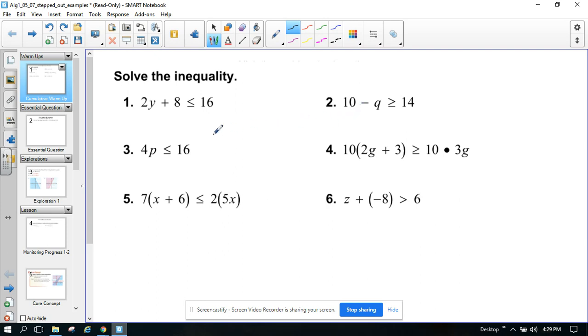So let's do a problem where we had, if this was a negative, for instance, then what we would have done, remember we said we would divide by a negative 4, and we divided by a negative 4. That would mean that you would flip the sign, and we talked about why that was happening. So then your answer over here would be p is greater than or equal to negative 4. So that's our warm-up problems.